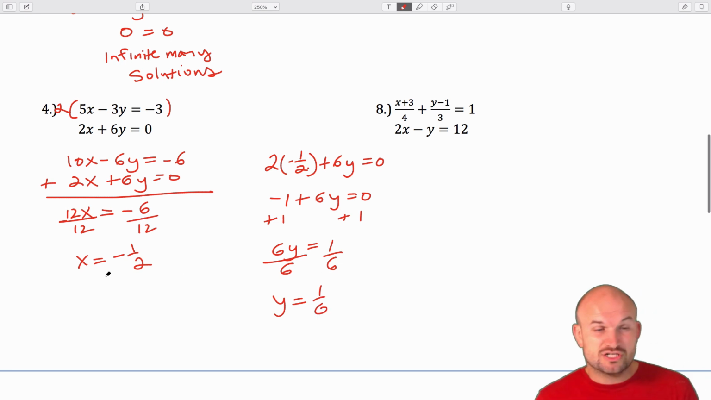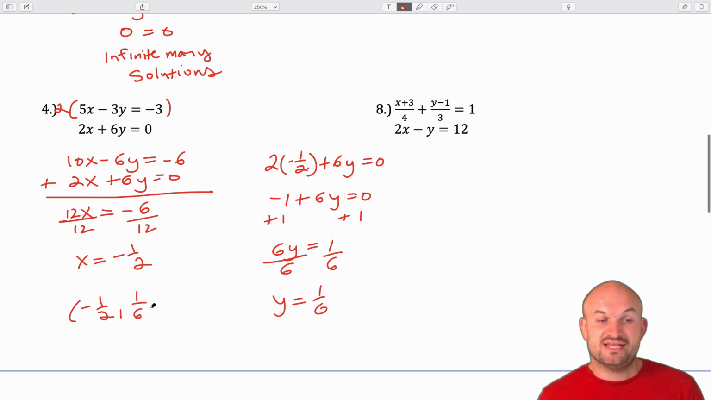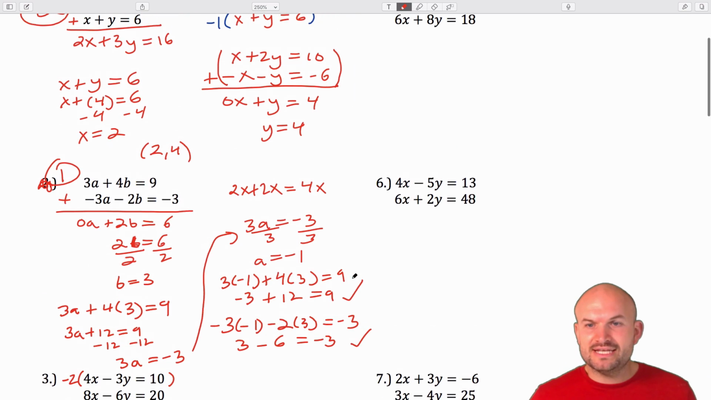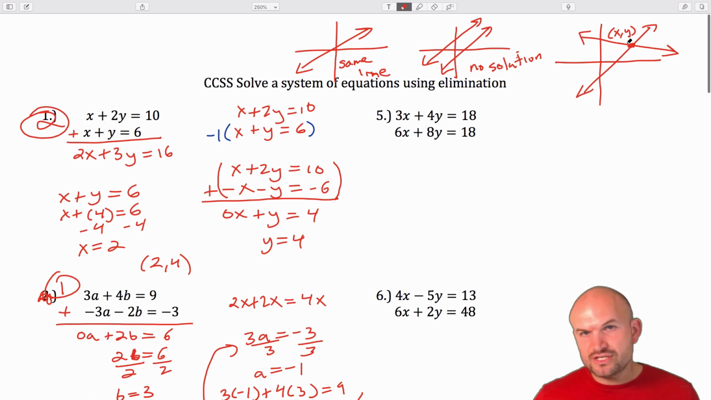So not always are our solution points going to be as pretty as we want them to be, basically being integers. They can be fractions as well, because what we're looking for is that solution point, where the graphs intersect. They don't have to intersect at integers. They can intersect at fractions as well.